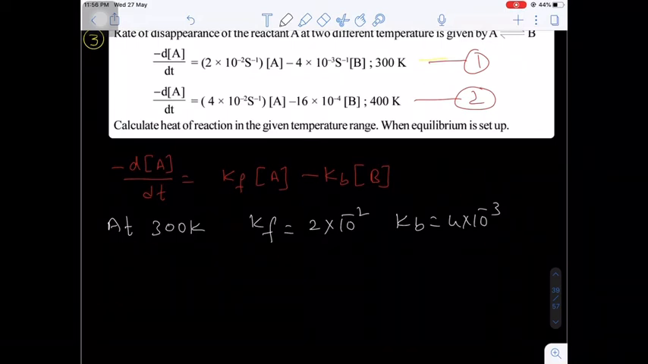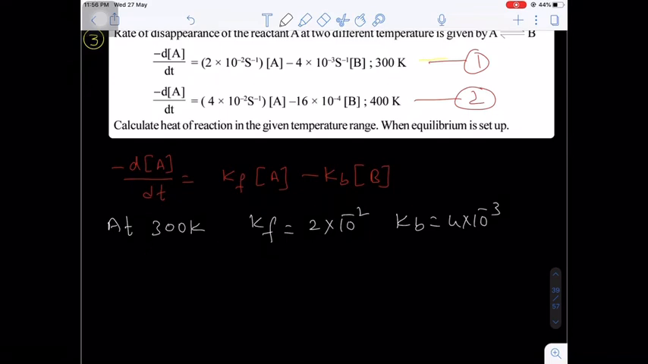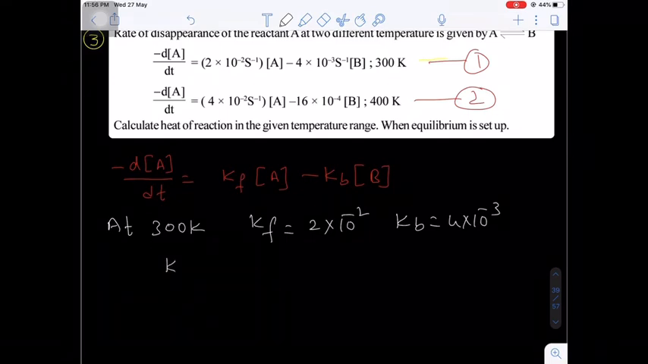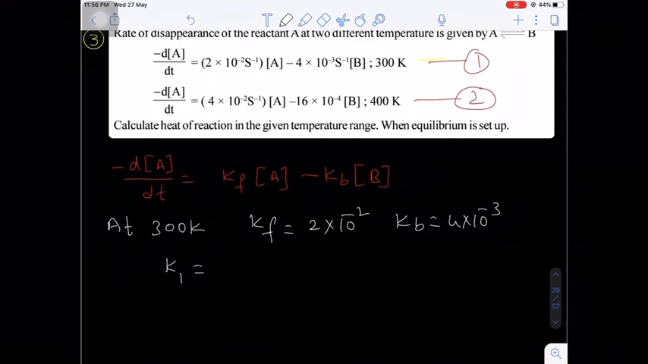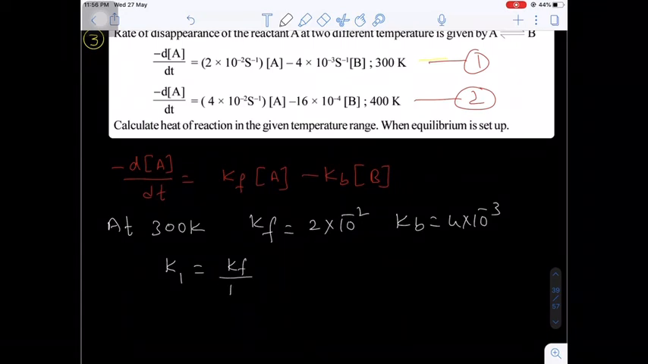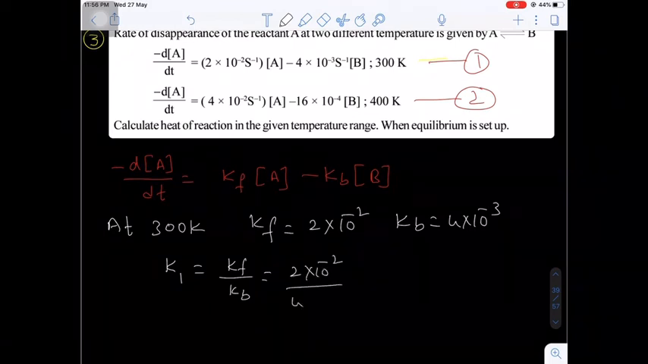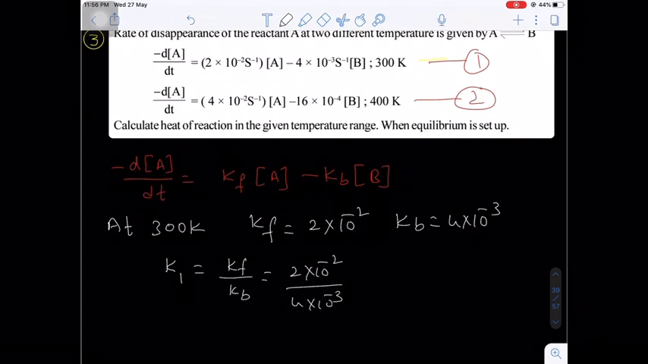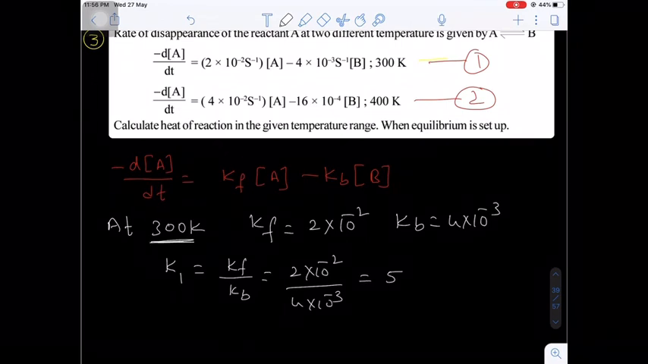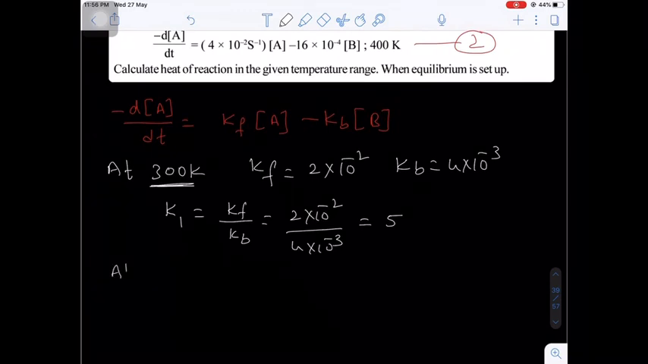Okay. Now here we know how to find the equilibrium constant. How to find the equilibrium constant? Now K equilibrium, let's suppose K1 will be rate constant of forward reaction divided by rate constant of backward reaction, that is 2 into 10 raised to minus 2 divided by 4 into 10 raised to minus 3. So 10 by 2, that is 5. This is at 300 Kelvin.